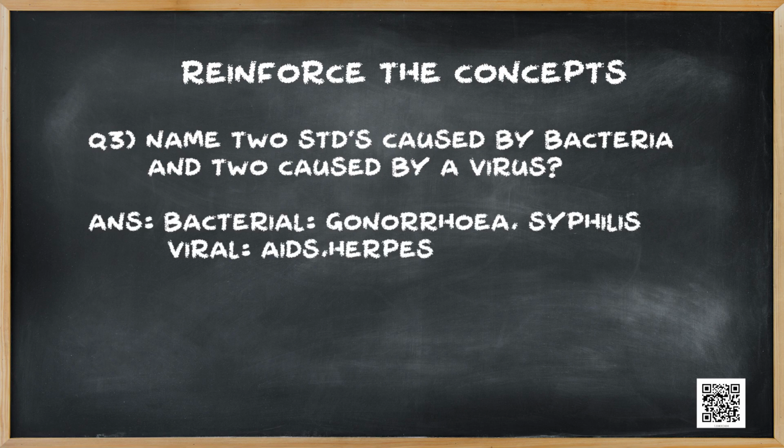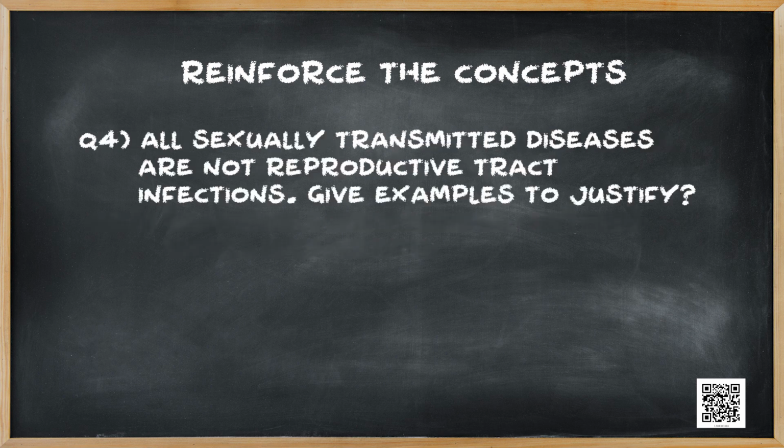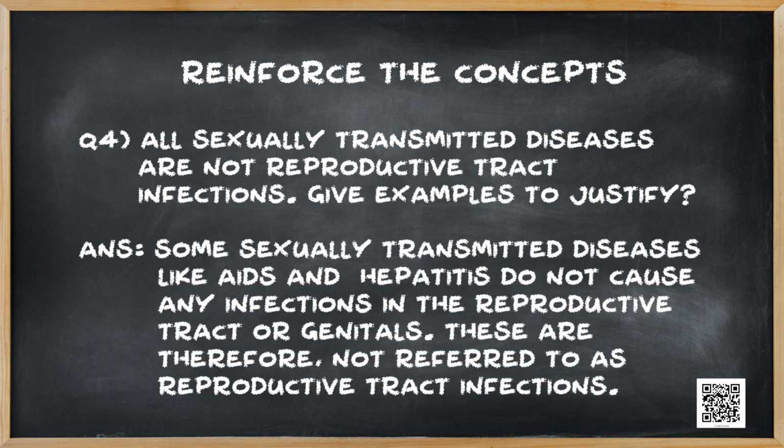Bacterial diseases, gonorrhea, syphilis. Viral diseases, AIDS, herpes. All sexually transmitted diseases are not reproductive tract infections. Give examples to justify. Some sexually transmitted diseases like AIDS and hepatitis do not cause any infections in the reproductive tract or genitals. They are therefore not referred to as reproductive tract infections.